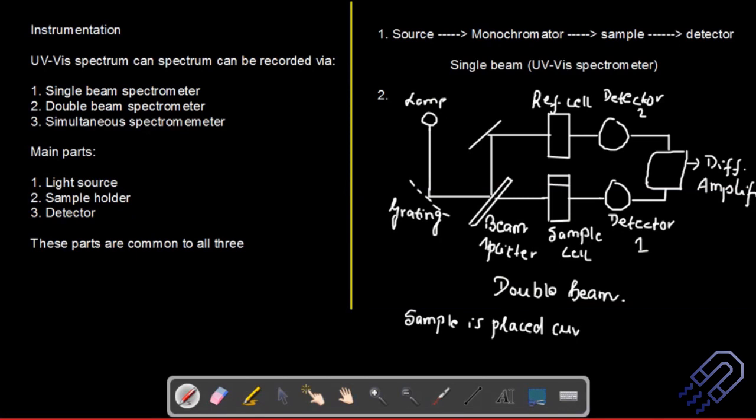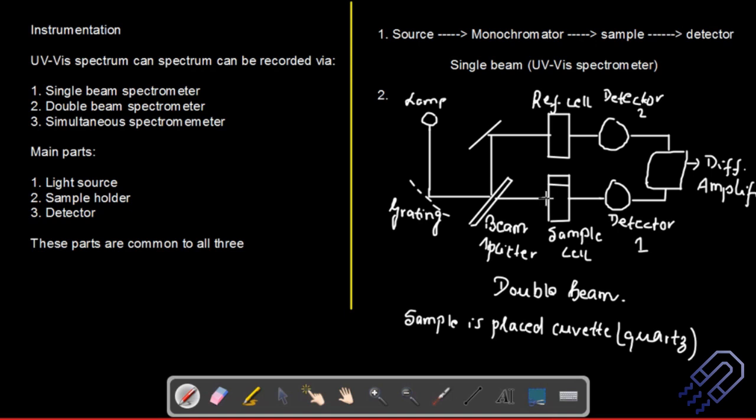A cuvette is mostly made up of quartz. Why? Because UV light is absorbed by glass. This is something you should know. If I have a sample inside a glass sample holder, the UV light will be absorbed before it reaches the sample. You're not going to get any signal in the detector from the sample. I don't want that. So most of the time it is made up of quartz.